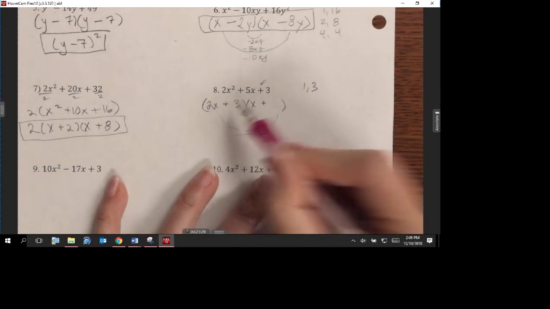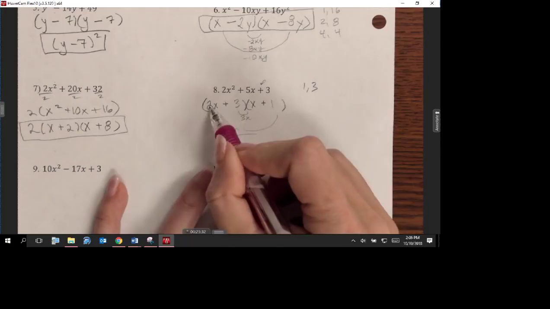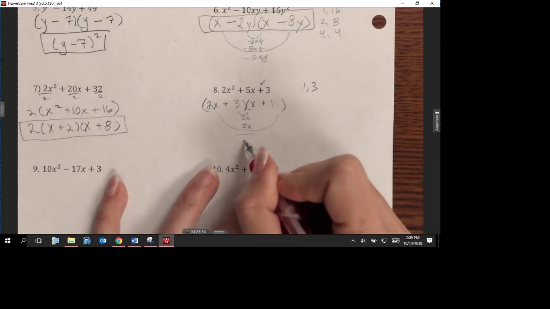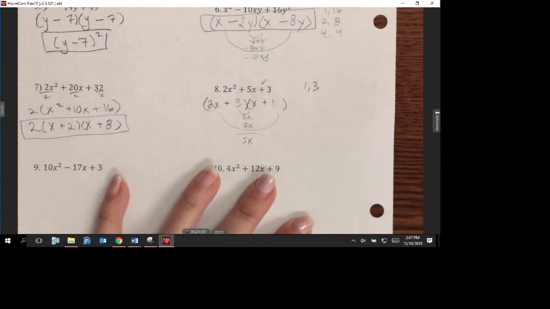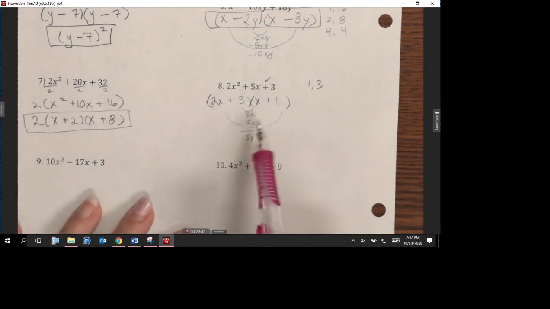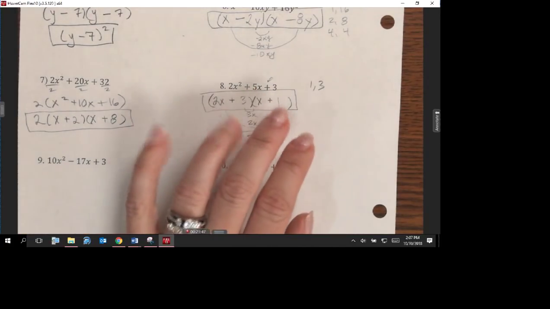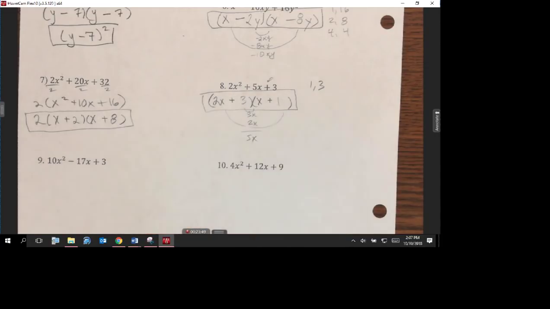What if I put the 3 and then the 1? 3 times x is 3x. 2x times 1 is 2x. Will those add up to give me 5x? Yes. So if they work, then I've done it correctly. There's no difference of squares because it's addition. We're done. So you have to guess where to put the 3 and the 1 and then check to make sure you put it in the right spot.